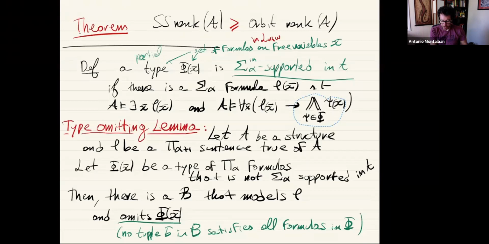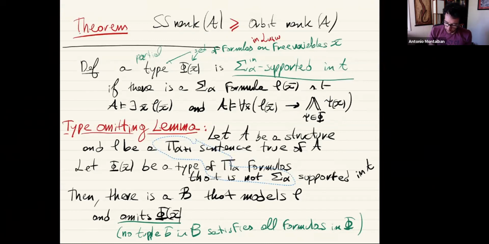I would say that the only thing that was harder about this type omitting lemma is to come up with the exact statements, with pi alpha plus 1, pi alpha, and sigma alpha, so that it works. If you change them a little bit, it breaks. But once you know that the lemma is true for this combination of these three things, running the proof, the hanging construction, will work.